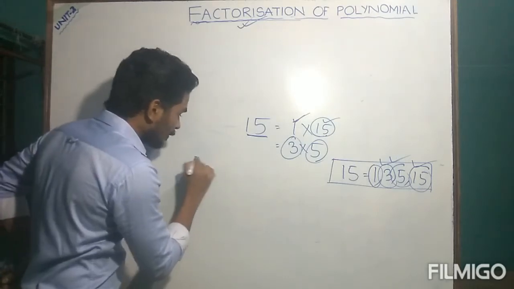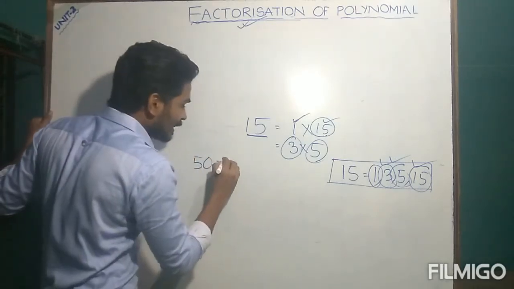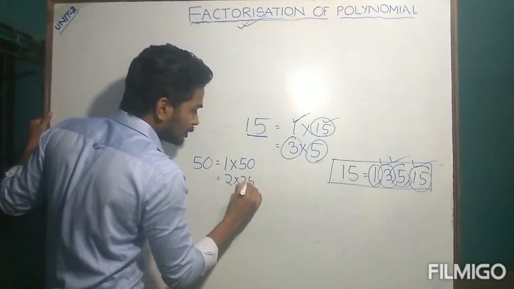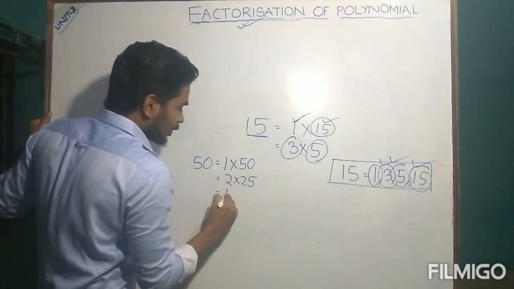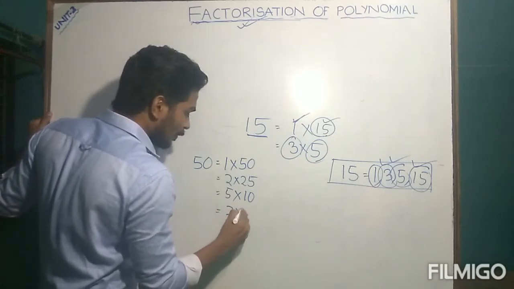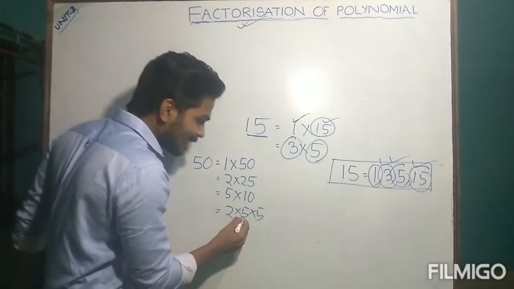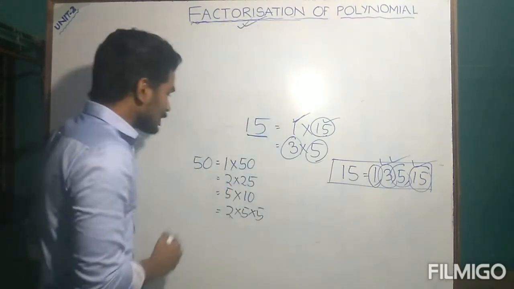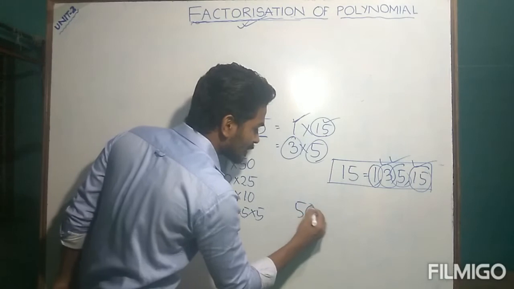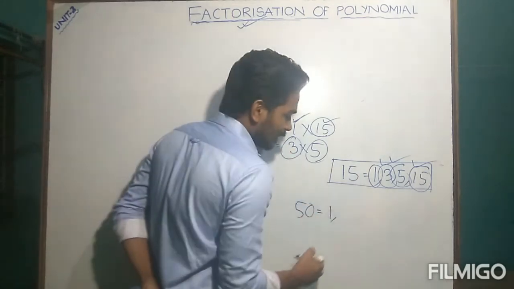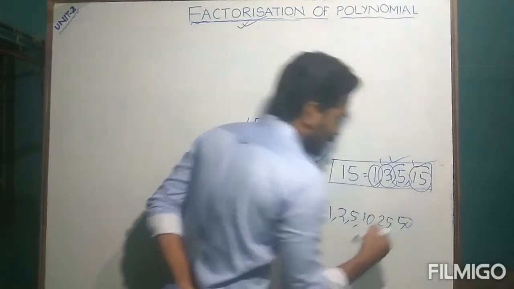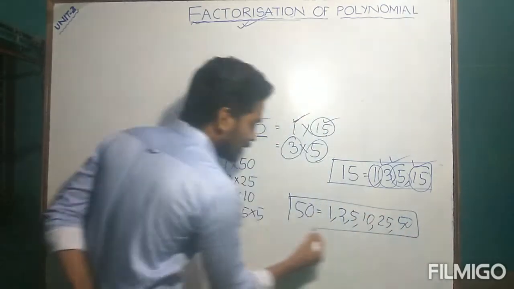Okay, let us take one more example. Suppose we take 50. 50 can be written as 1 into 50. We can write 50 as 2 into 25. It can be written as 5 into 10, or we can write 2 into 5 into 5. See, 2 fives are 10 and 5 tens are 50. So 50 can be written in these four ways. Now we will find the factors of 50. The factors of 50 are 1, 2, 5, 10, 25, 50. These are the 6 factors of 50.